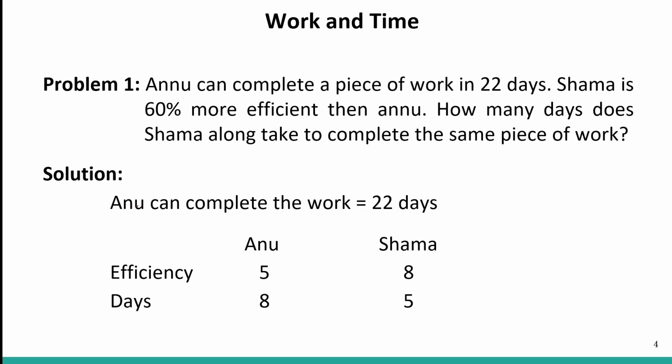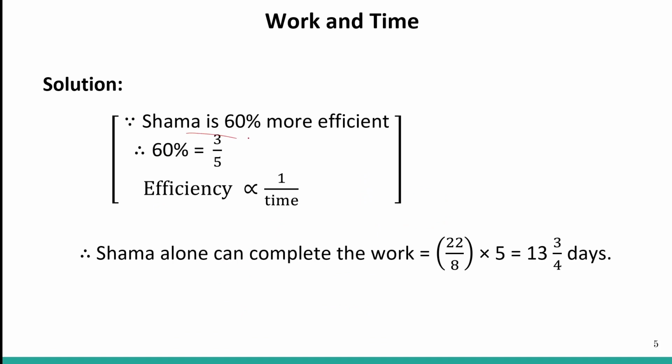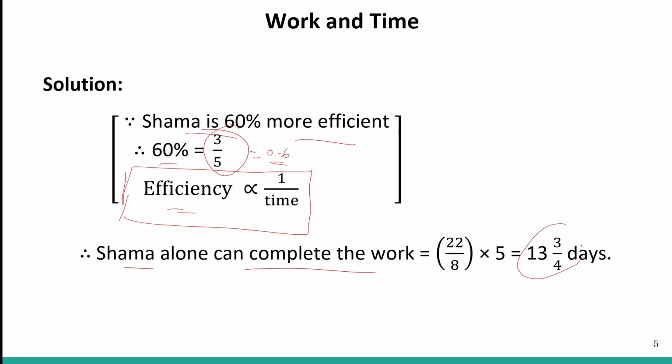Let's see the step-by-step solution. Anu can complete the work in 22 days. So efficiency is 5, then Sama is 8. If Anu's days is 8, then Sama is 5, because she is 60% more efficient than Anu, as given in the question. 60% is equal to 3 by 5 or 0.6. Efficiency is inversely proportional to time. So Sama alone can complete the work in 22 by 8 into 5, which is equal to 13 whole and 3 by 4 days. This is the correct answer.